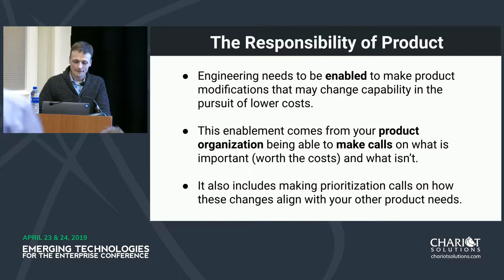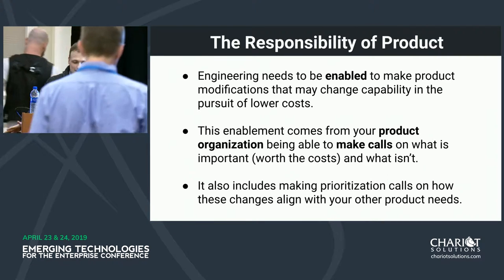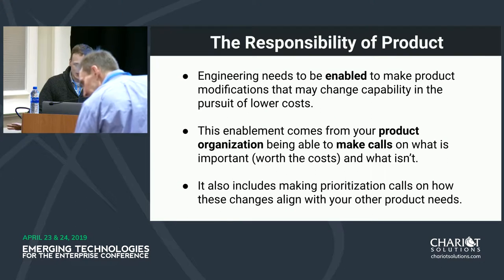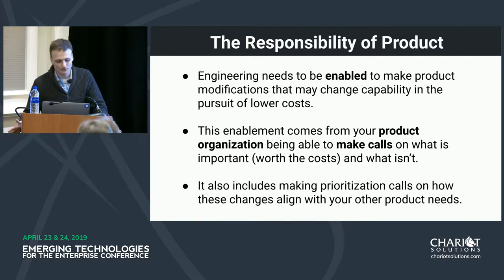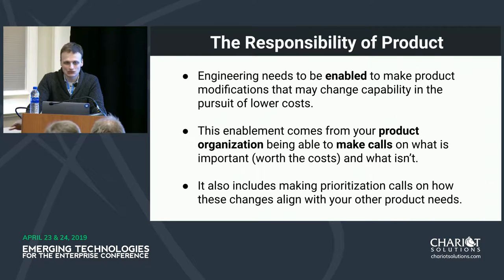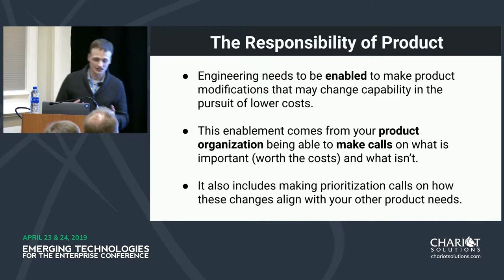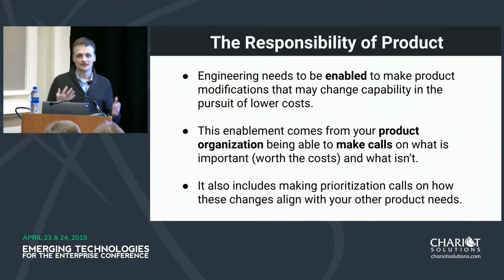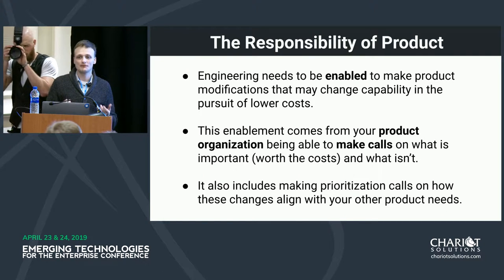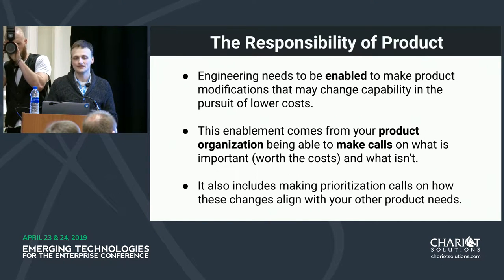And so engineering really does need to be enabled to make product modifications that may change capability in the pursuit of lower costs. Product cost is not solely an engineering responsibility. It needs to be done in concert with product decisions. And that enablement comes from either a strong product organization or the engineering organization having the ability, the responsibility to be able to make calls about what the product itself actually does.